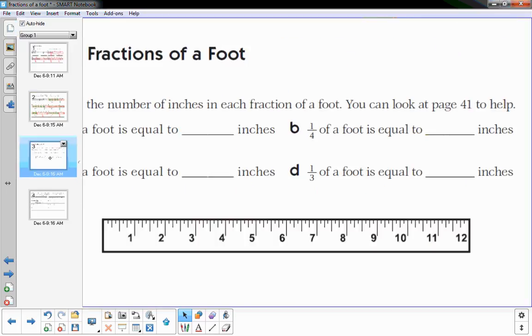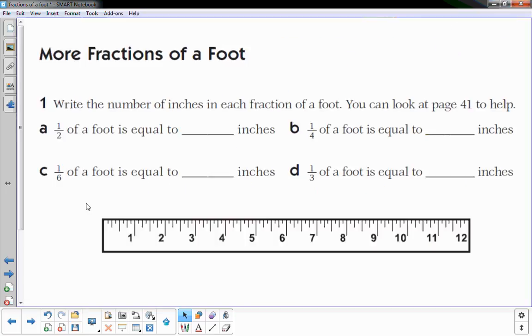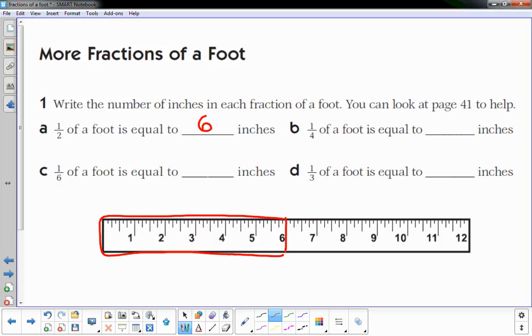Move it on. More fractions of a foot. Okay. Write the number of inches in each fraction of a foot. You can look at page 41 to help. Okay, I could do that. Or I put a ruler here just to help you see this. Half of a foot is equal to, so if I cut a foot in half, this is right here. This is half. How many inches? 6 inches. All right. Done.